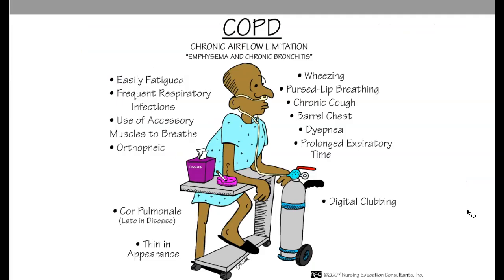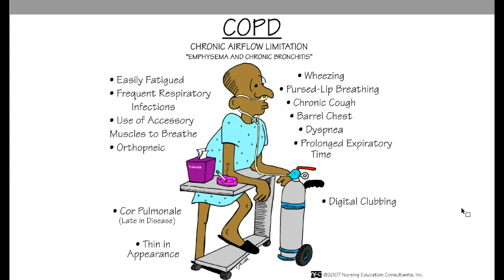So just to give you an idea of what a COPD patient looks like. COPD is basically emphysema, chronic bronchitis, and they have a chronic airflow limitation. A lot of the times they're easily fatigued, they have a lot of respiratory infections, and they're quite recurrent. There's a lot of wheezing. You'll see them, especially at a later stage, with a lot of pursed lip breathing, chronic cough, barrel chest, dyspnea, prolonged expiratory time. They have digital clubbing, so clubbing of the nails. They have orthopnea and so on.